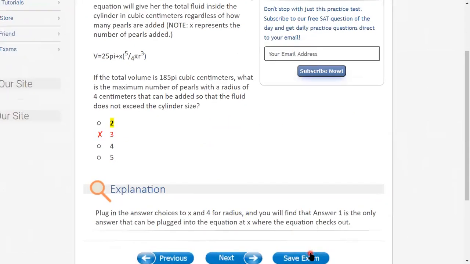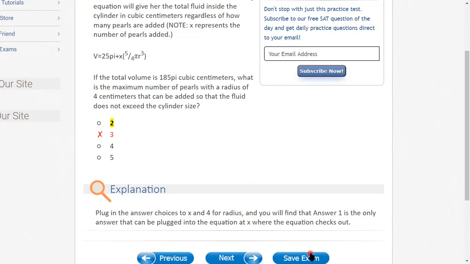Okay, please read this explanation. Plug in the answer choices to X and 4 for radius. You'll find the answer 1 is the only answer that can be plugged into the equation where X checks out. Okay. Yeah, I was trying to do something different, like adding stuff into the equation.